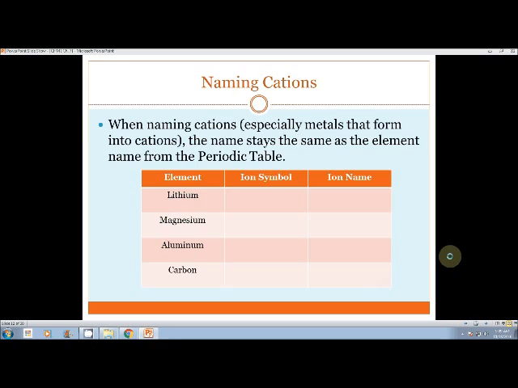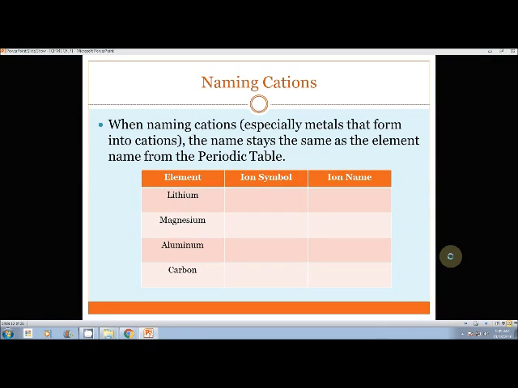Alright, so last but not least, we need to name our ions. When we have a cation, it's going to have a positive charge, and the charge is going to be whatever the column number is. So plus 1, plus 2, plus 3, plus 4. That's talking about how many valence electrons it has and what it loses to act like the noble gas.